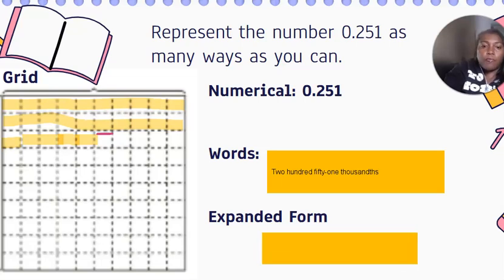So how would we write that? Well, that's basically saying 2 times 1/10, and we know 1/10 would be represented as 0.1 in decimal form, plus 5 times 0.01 plus 1 times 0.001. And if you need the place value chart to help you know how many zeros to write, use that.